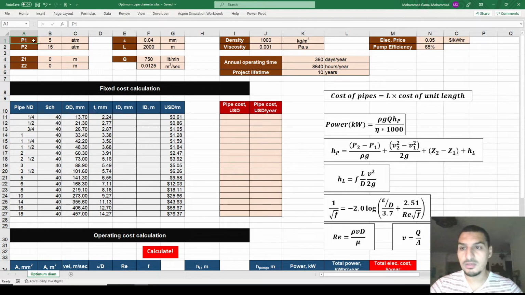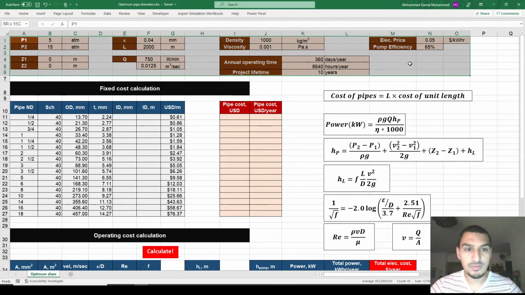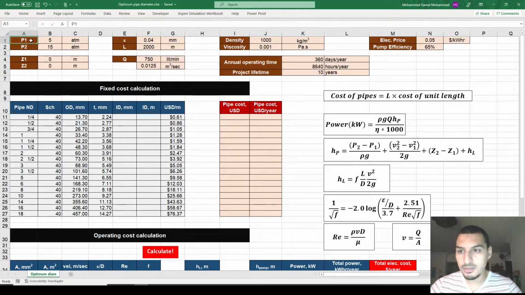But before we go ahead and do that, I just want to summarize or demonstrate what I have here. I'm splitting the Excel file into three parts. This part is where I have the information that I'm going to start with. I have the pressure at point 1 and the pressure at point 2. These are the 2 points where the flow is going to flow from and to. And these are the heights, the elevations, of point 1 and point 2.